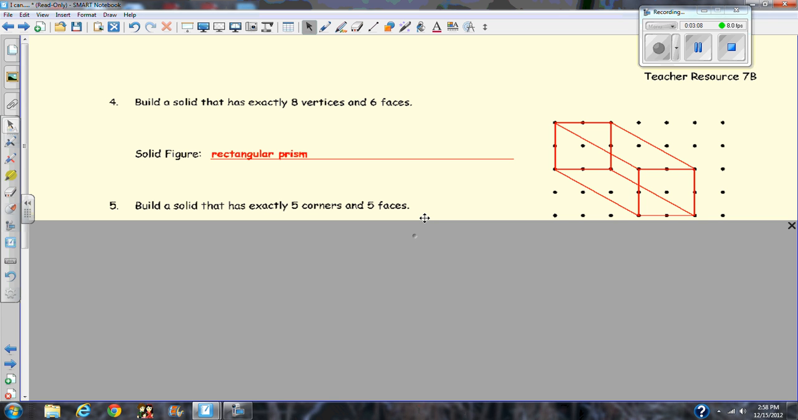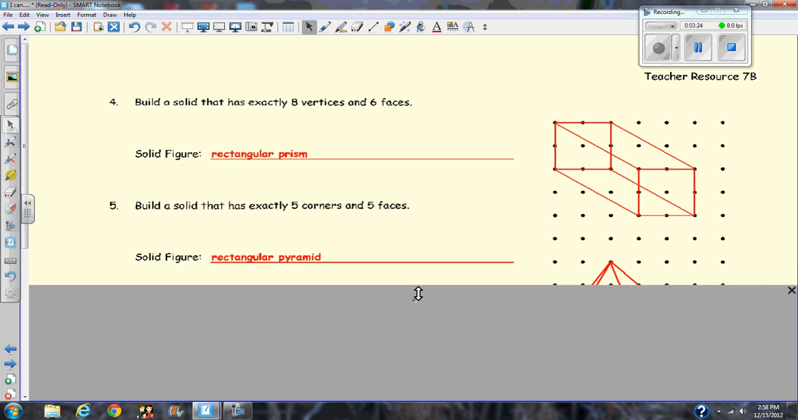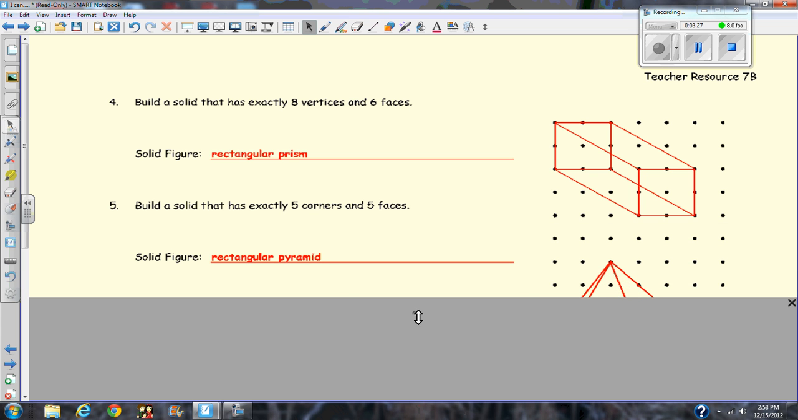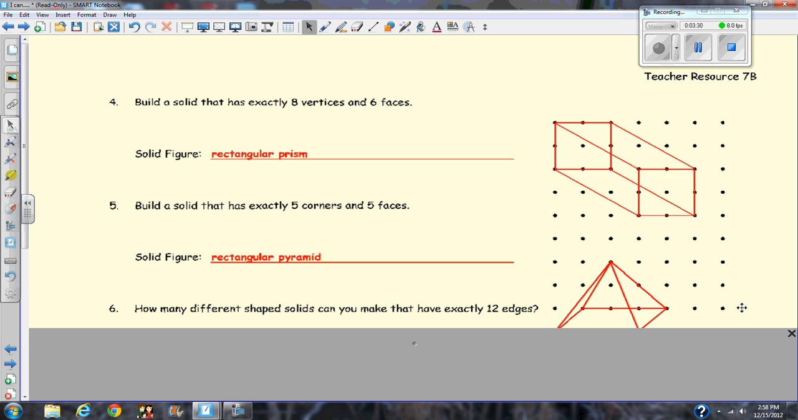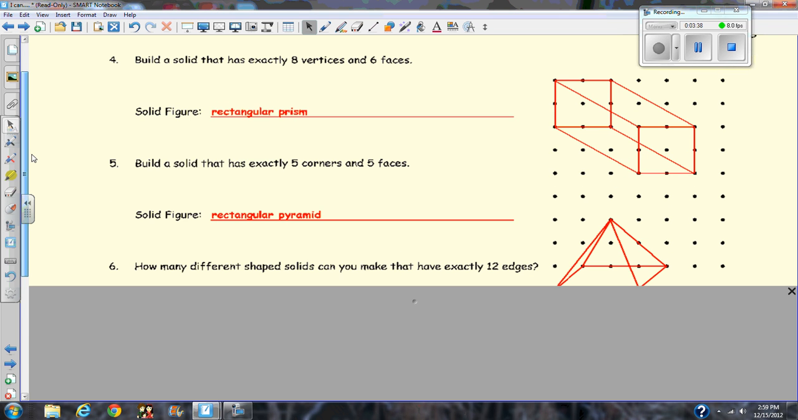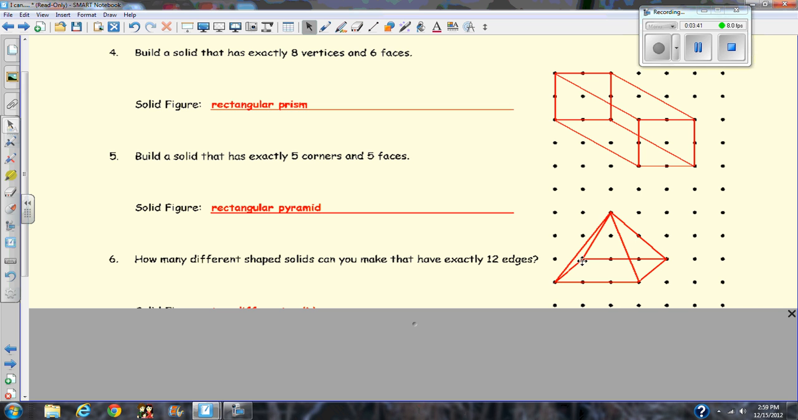Next problem says build a solid that has exactly 5 corners and 5 faces. Oh, backing up here, 8 vertices. 1, 2, 3, 4, 5, 6, 7, 8. Solid figure that has exactly 5 corners and 5 faces. And they have a rectangular pyramid. And over on the right, you'd have the base and its 4 faces, which would give you 5. And then the corners, you'd have 1, 2, 3, 4, and 5 because they all meet at the point here for this pyramid.